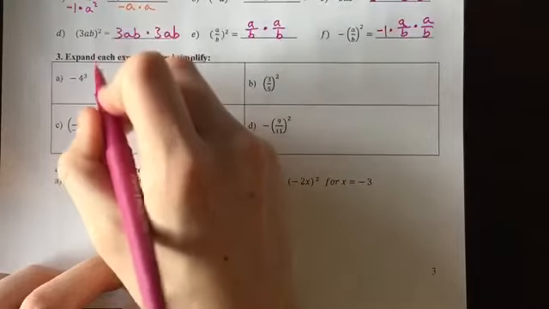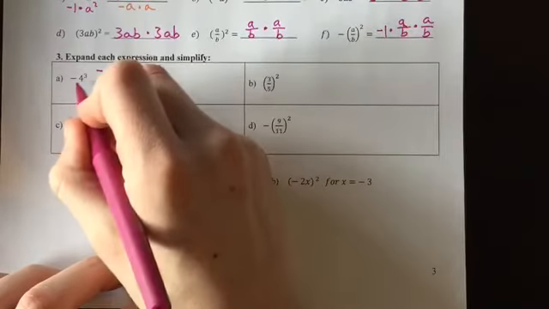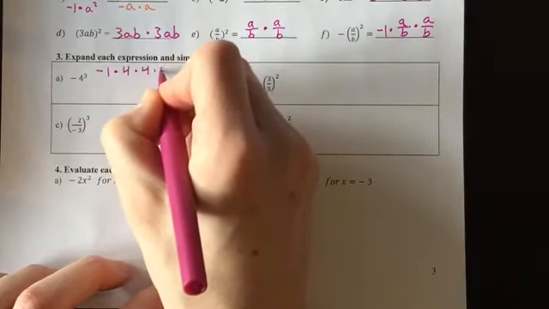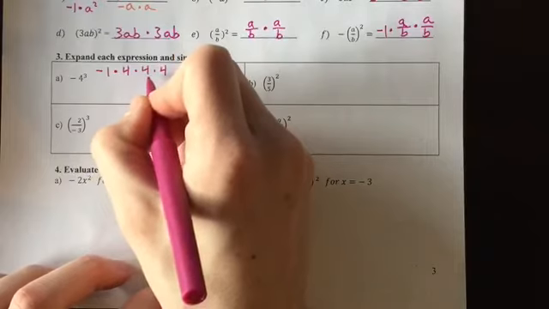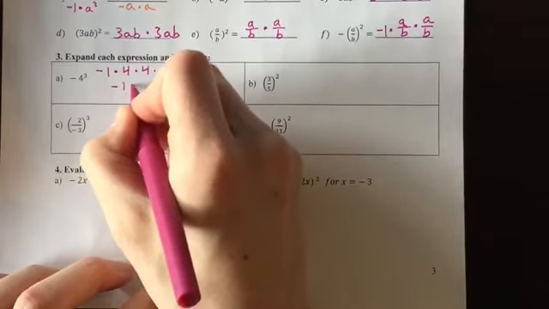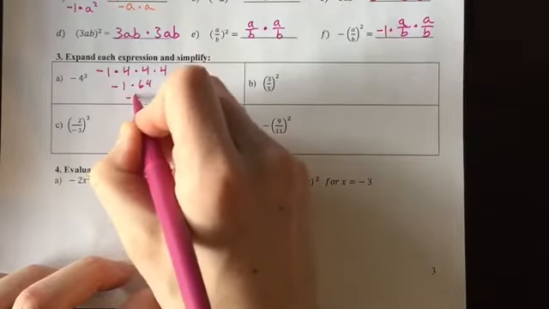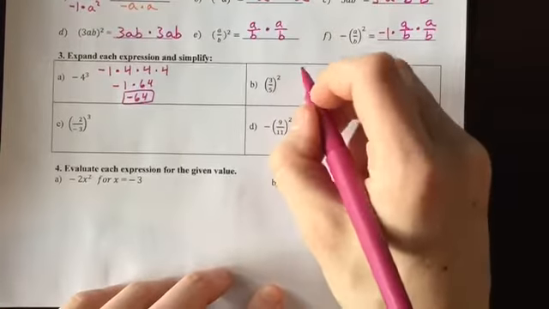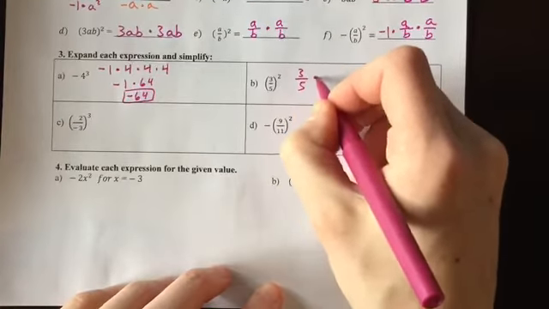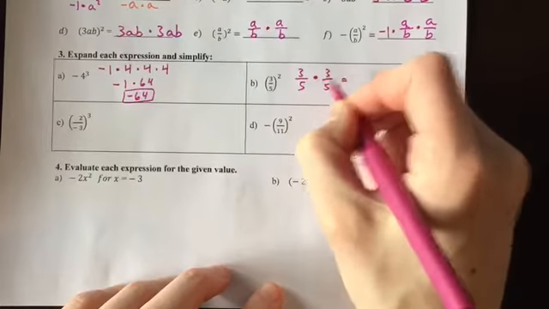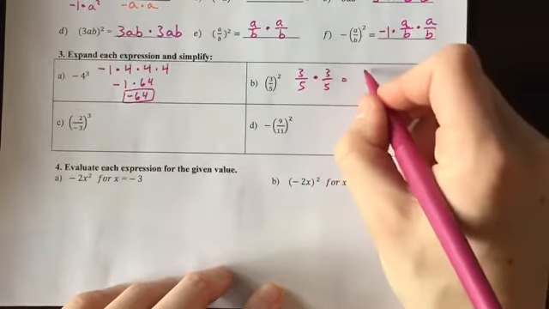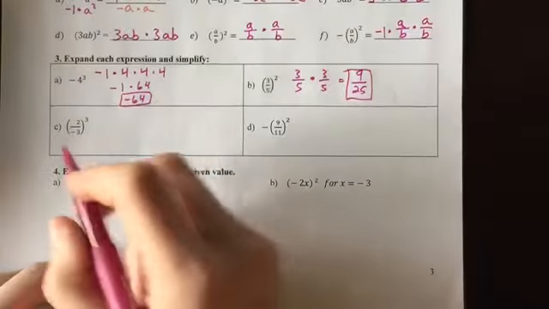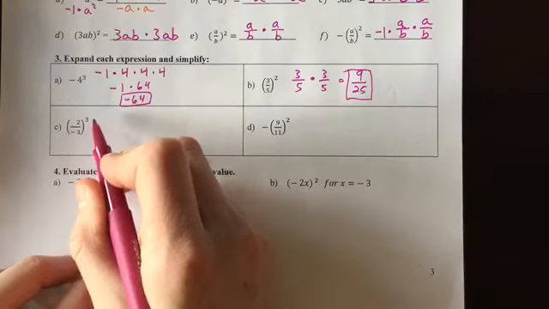As I expand it, that's going to be negative 1, because it's not the base, it's a coefficient, times 4 times 4 times 4. I know 4 times 4 is 16, times 4 is 64. So negative 1 times 64 gives us negative 64. On B, 3/5 to the second power, 3/5 is the base. So that's 3/5 times 3/5. Remember, fractions multiply straight across. 9 over 25. C, 2 over negative 3 to the third power.